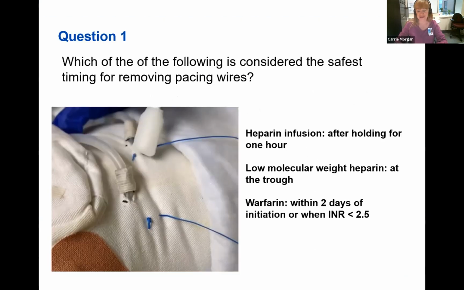Okay, our first question. This is pertaining to pacing wires. Which of the following is considered the safest timing for removal of pacing wires? Option 1, for patients on a heparin infusion, after holding for 1 hour. Option 2, for patients on low molecular weight heparin at the trough. Option 3, patients on warfarin within 2 days of initiation of therapy or when INR is less than 2.5.